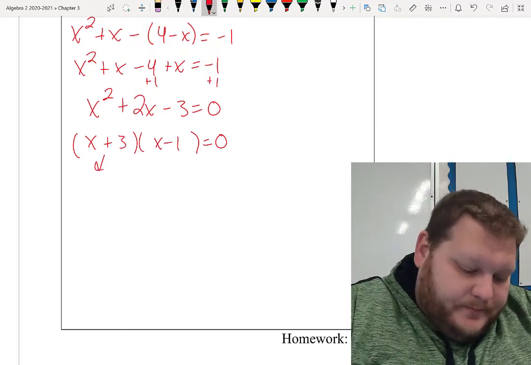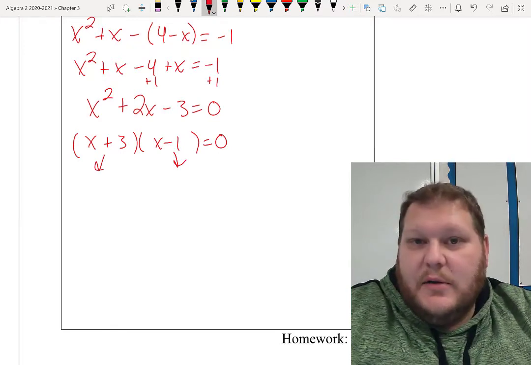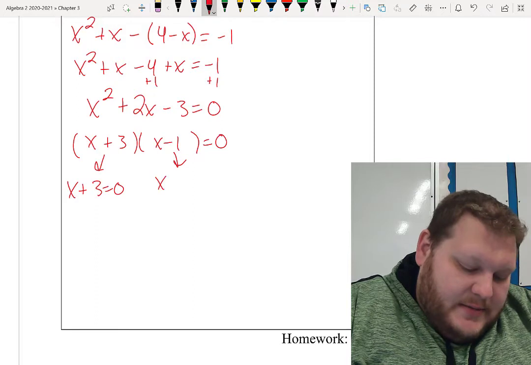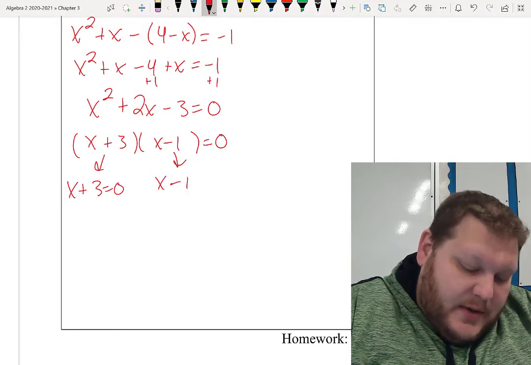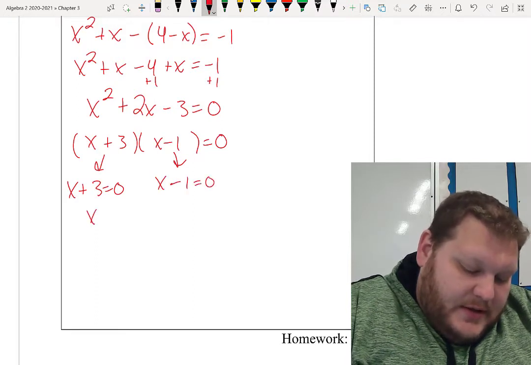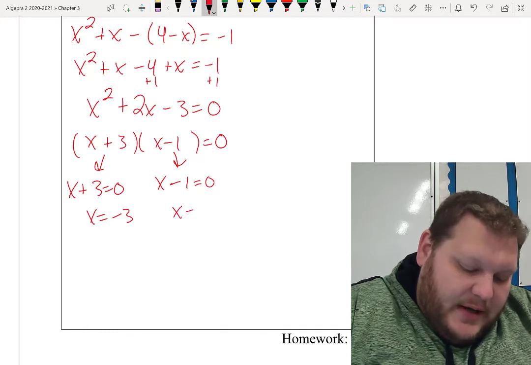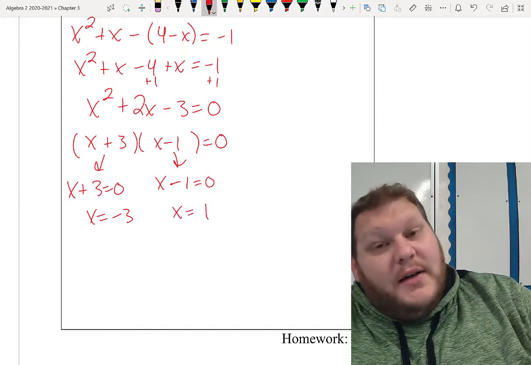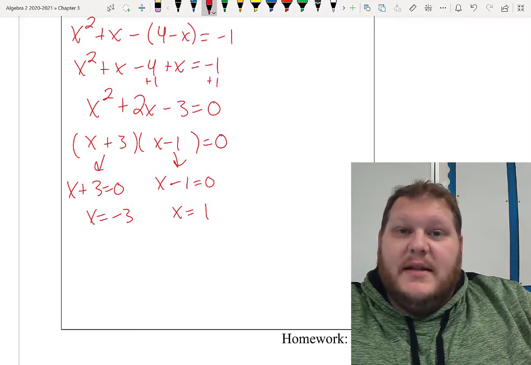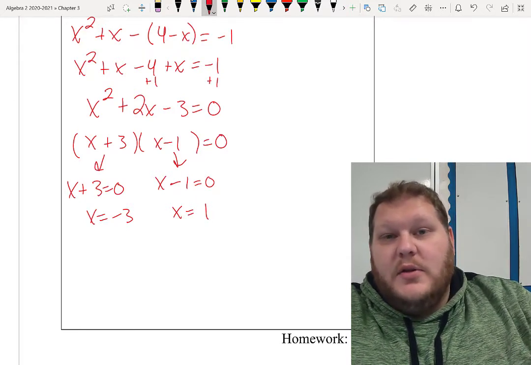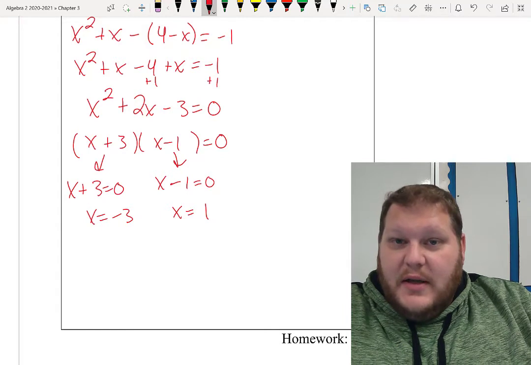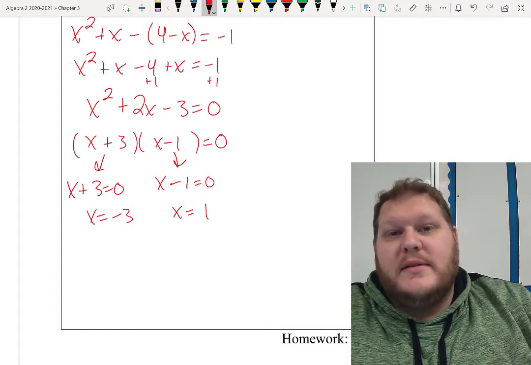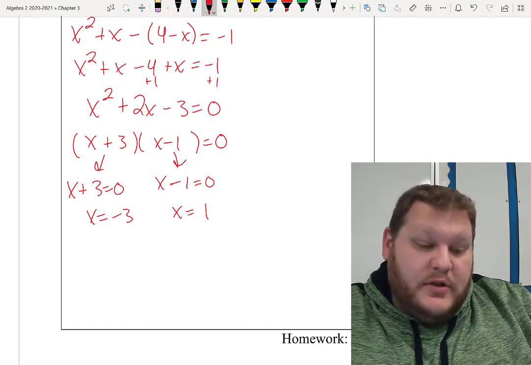Moving along, I'm going to set each of those parentheses equal to 0 to solve, to get my two x values. So x plus 3 equals 0, x minus 1 equals 0, tells me my two x values are negative 3 and positive 1. Now, we're not done with my system, because remember, when we're solving a system, we have to make sure we plug it back into our equation to find those y values. Here, since we have two x values as solutions, we're going to have 2 points for my solution.